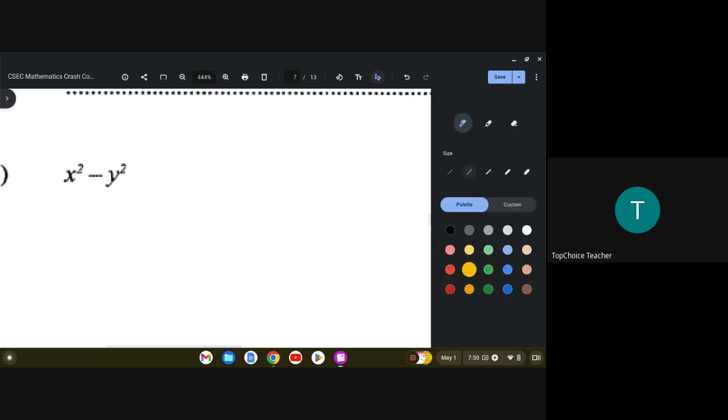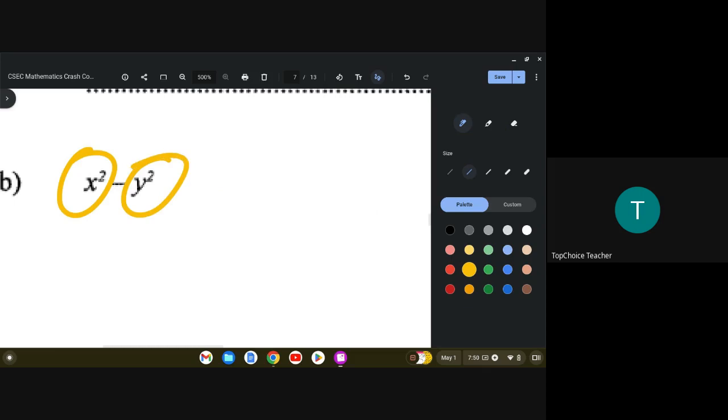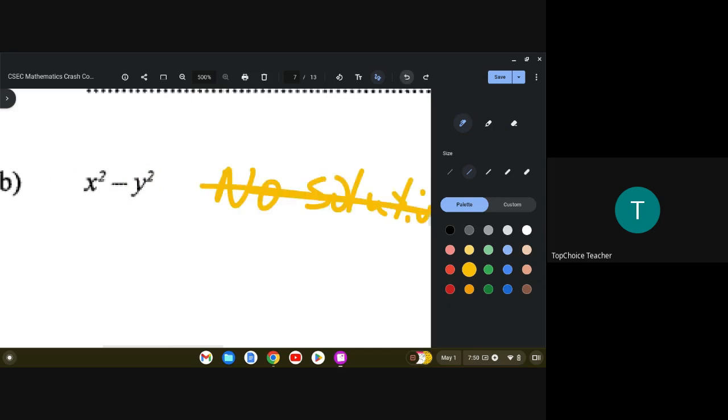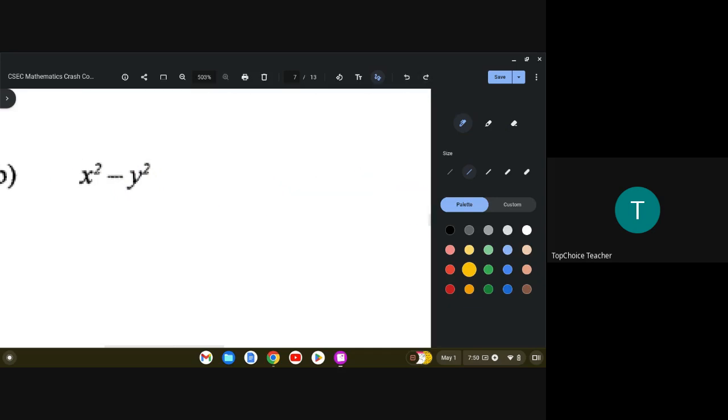This is called a difference of two squares because y squared is being taken away from x squared. Difference means to take away two squared numbers. So how we write our answer is we square root each term. The square root of x squared is x, the square root of y squared is y. You put a plus, and then you write it back again with a minus sign. That is all. There's nothing else to this.